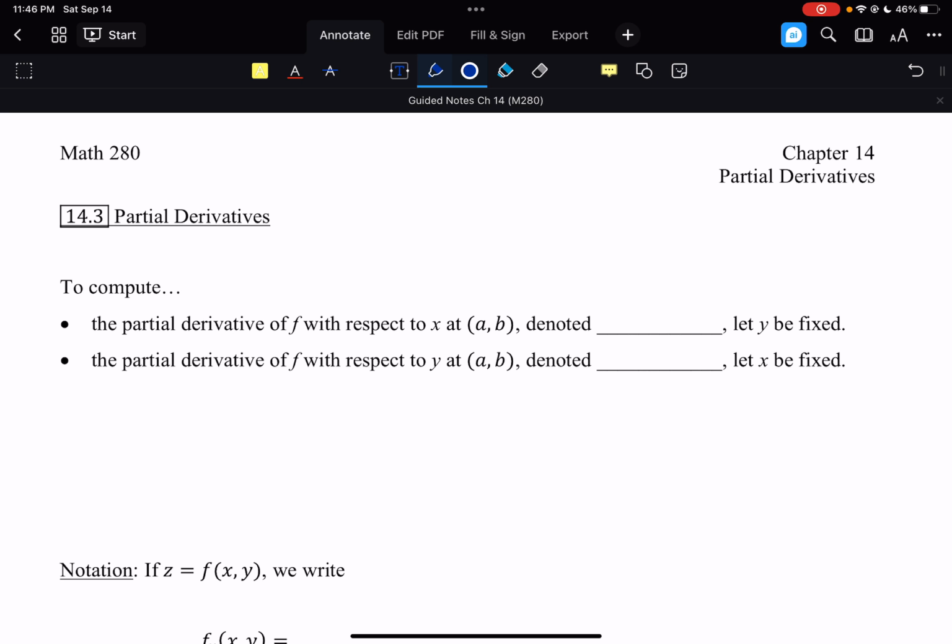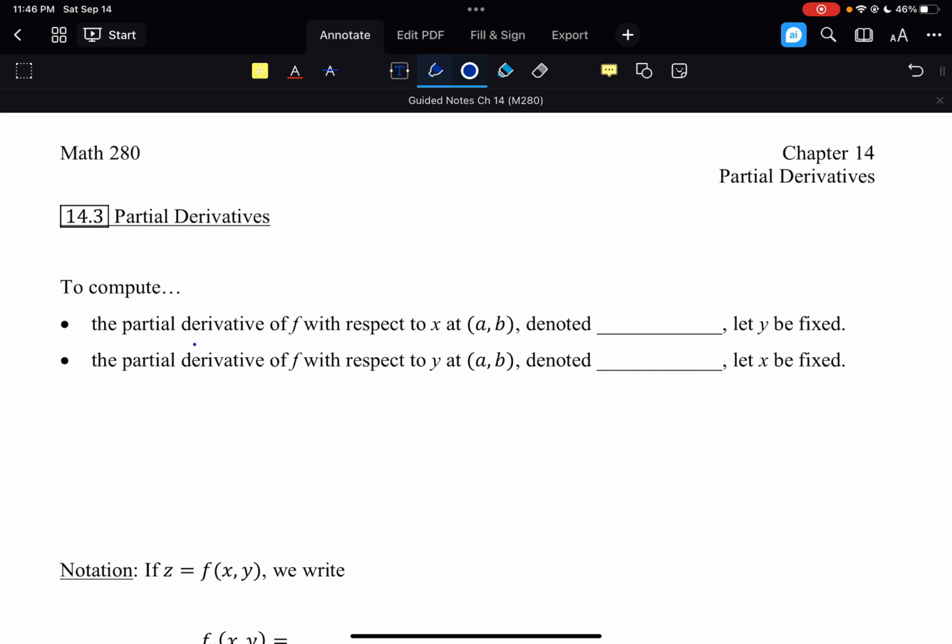And we can't take the derivative of both x and y. What we can do is take them one at a time. So we can take the derivative of f with respect to x, or we can take the derivative of f with respect to y. And this is why they're called partial derivatives, because you're taking the derivative of that whole function with respect to part of its variables.